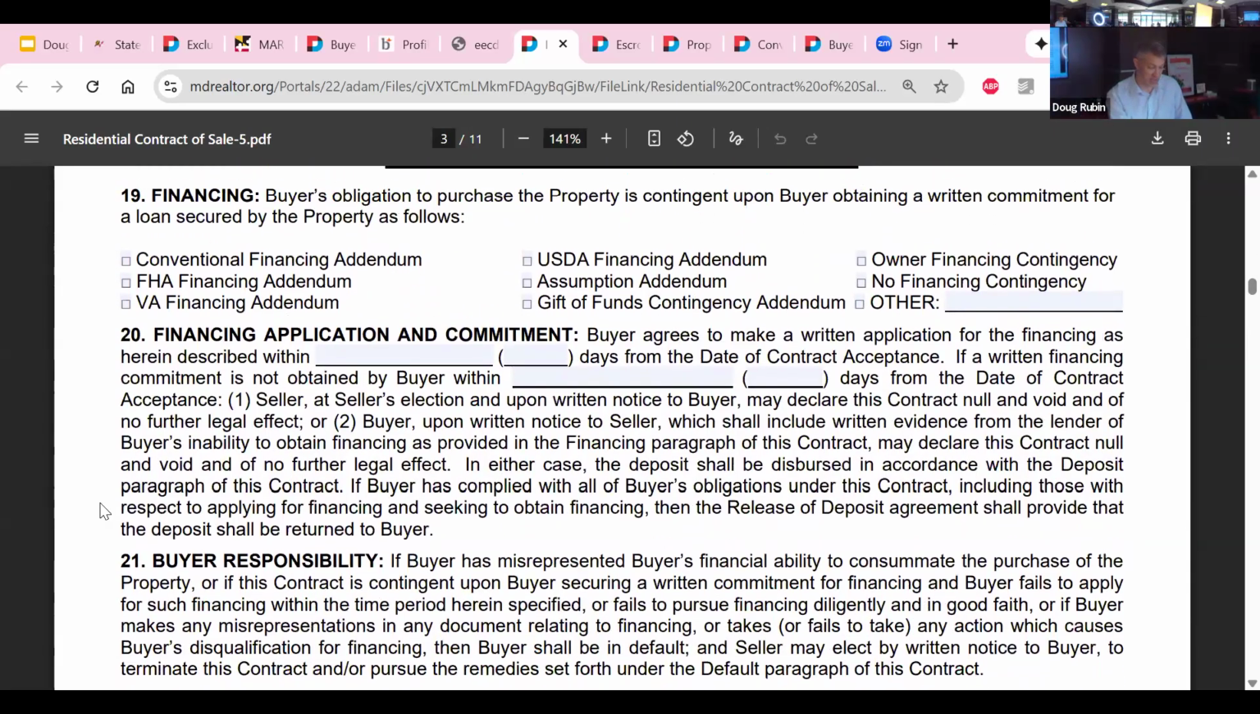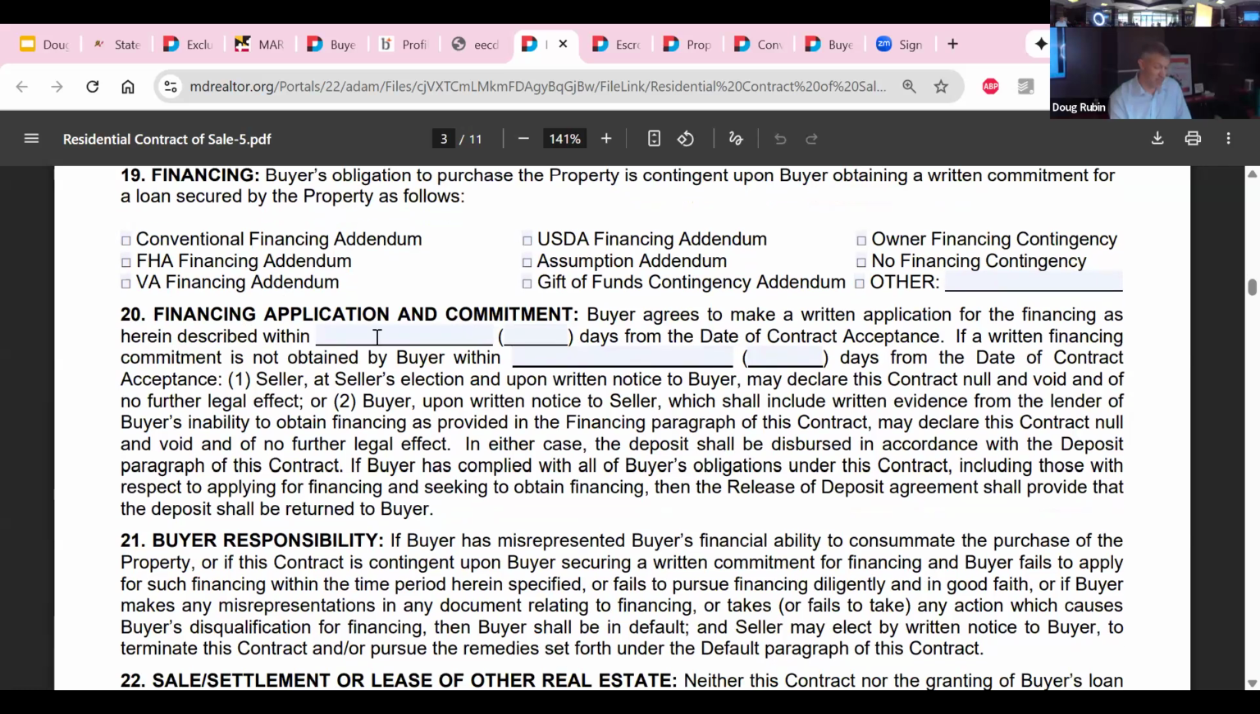For financing, you're going to make sure that you check any of these boxes. If you want it to be contingent on financing, which you probably do, there's a different financing addendum depending on your loan product. We'll spend a few minutes going into that. Generally speaking, you're going to want a quick turnaround on how quickly you apply. You don't want to dilly-dally here. If you are under contract, you better apply for financing within a couple days. So I usually put 1 or 2 days here.